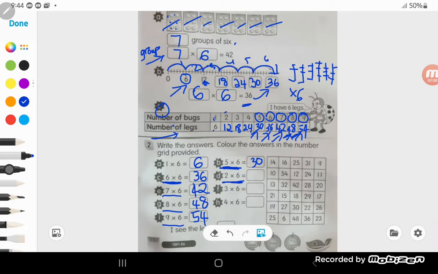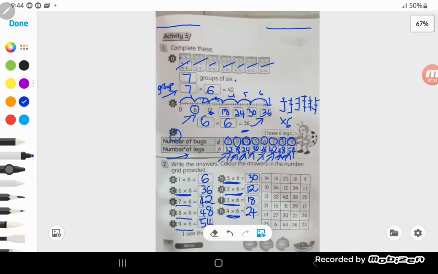2 times 6. 2. What is your answer? 12. 3 times 6. Okay, 3. Okay, what is your answer? 18. 4 times 6. 4. 24. Okay, that is your answer.